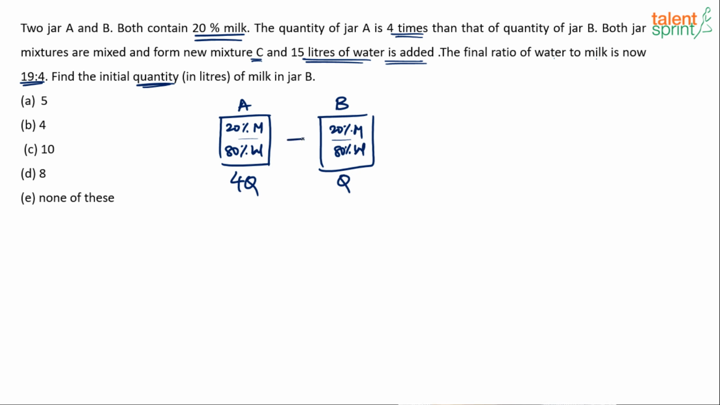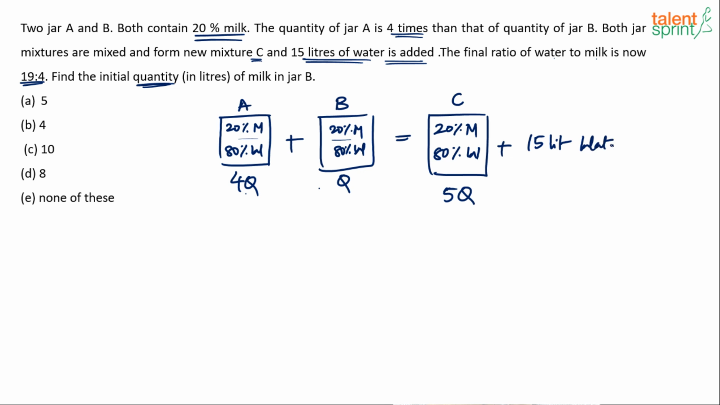Now both jars are mixed. Both are added to get a new mixture C. Remember, the percentages will remain the same irrespective of the quantities. The new mixture will also have only 20% milk because the same portions are getting added. The quantity will be 4Q plus Q, 5Q. Obviously, when you add these two, you will end up having only 20% milk and 80% water. But then to this 15 liters of water is added.